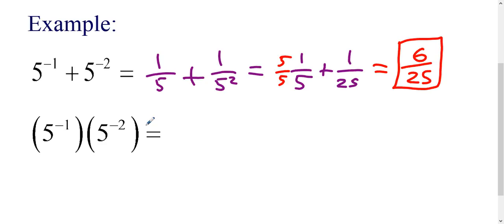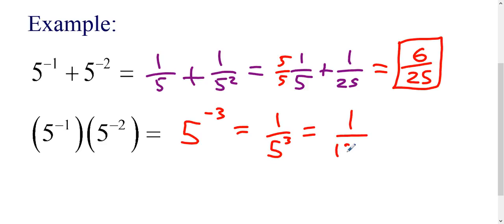When you're multiplying and they have the same base, you can add the exponents. Even if they're negative, you can start with that. So add the exponents. -1 plus -2 is -3. Then, since it's negative, you move it to the denominator. And then, since you know that 5 to the 3rd, you can multiply it out.